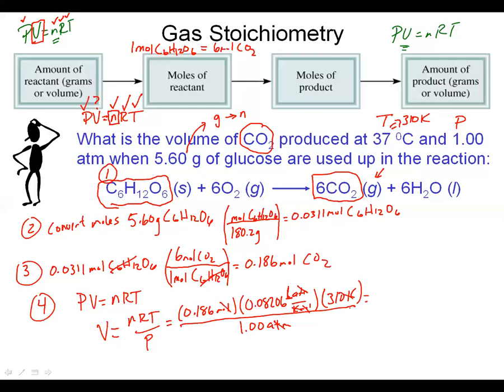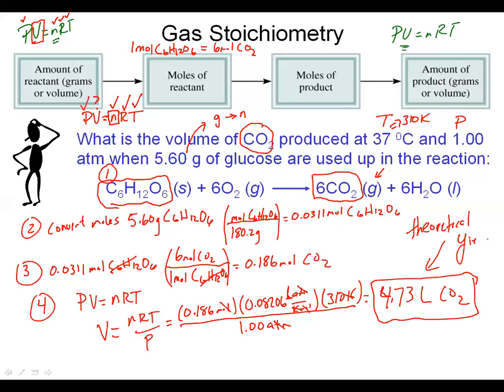And if we do all that, 0.186 times 0.08206 times 310, we end up with 4.73 liters of CO2 should be produced. By the way, just like a normal stoichiometry problem, that would be our theoretical yield. It just happens to be in volume. Any questions on any of those steps?